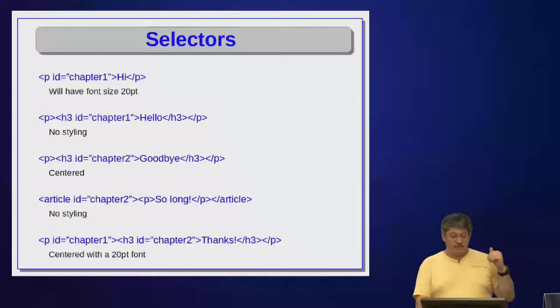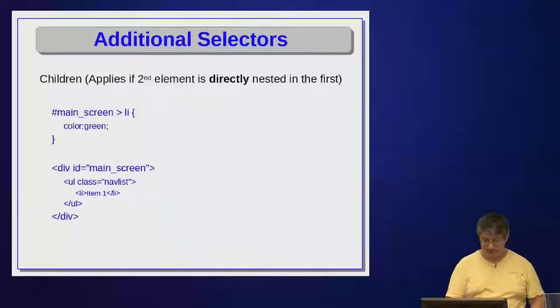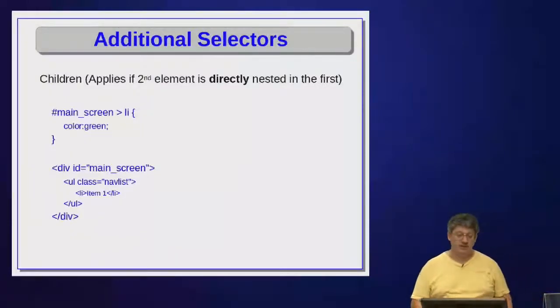If I have a paragraph with ID chapter 1, and inside that I have an H3 tag with ID chapter 2, now both rules will apply. The 20-point font rule will apply because I have a paragraph that has the ID set to chapter 1. The centering rule will apply because inside a paragraph I have an element with ID set to chapter 2.